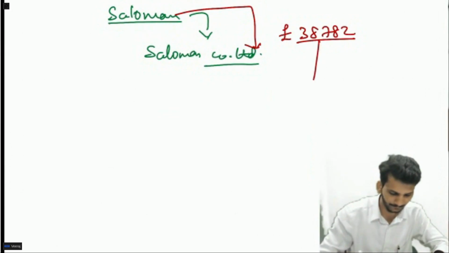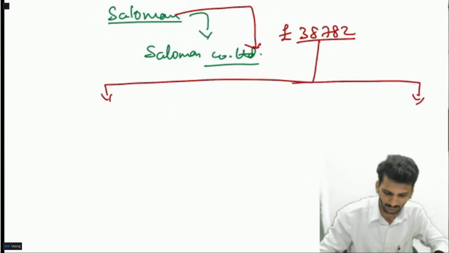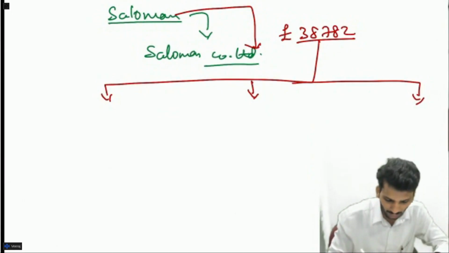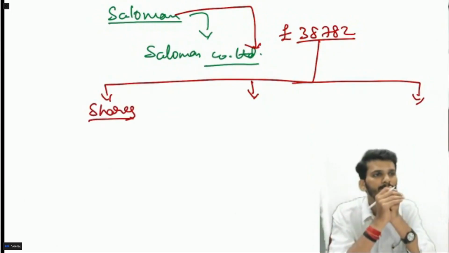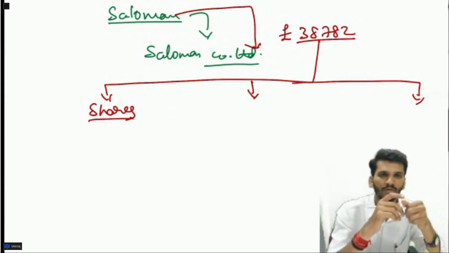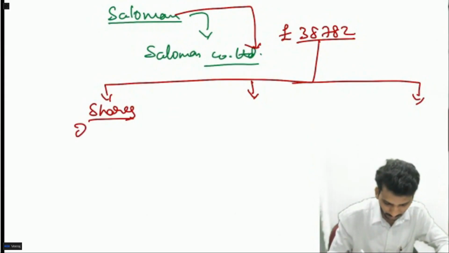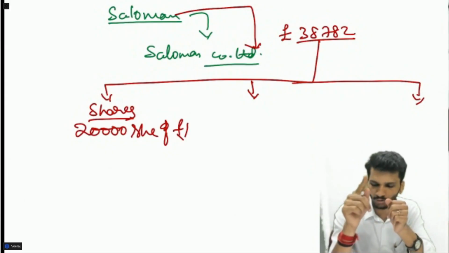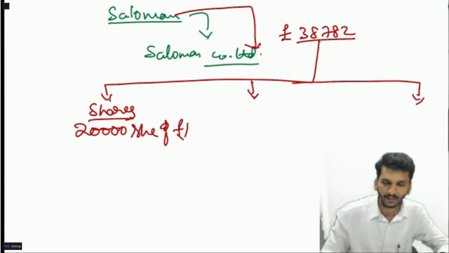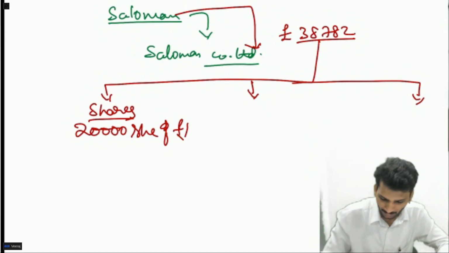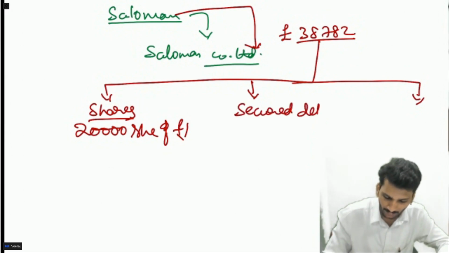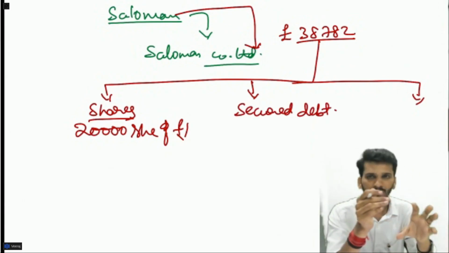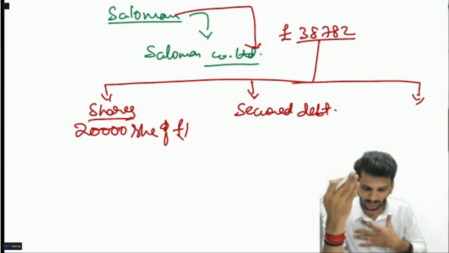That consideration of 38,782 was received in three parts. One part is received in shares. How many shares? Out of 38,782, he received 20,000 shares of £1 each. That means out of 38,782, 20,000 is over. Then he has taken some secured debt, 10,000 pounds.